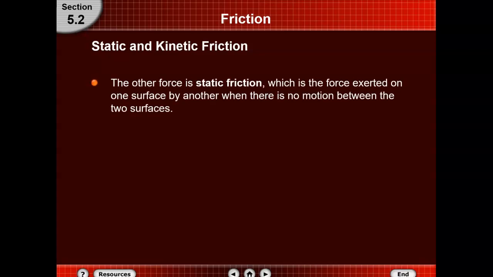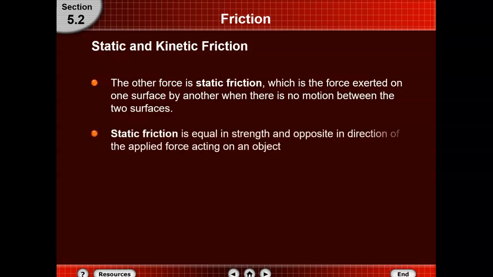The other type is called static friction. That keeps two objects in place. Like if you push on something and it won't move, your static friction is what's keeping it in place. The friction between the object and the ground that's keeping it in place. Okay, and the friction is equal in strength and opposite to the direction of the applied force. And static friction will grow until you hit a point where you've put more force in than the static friction, then you can cause it to move.